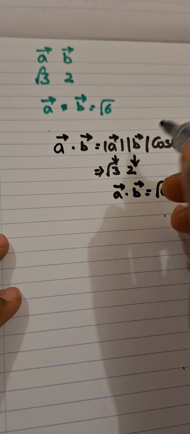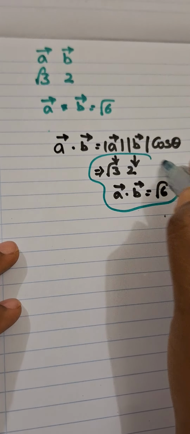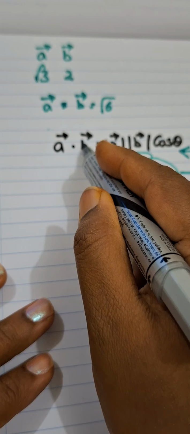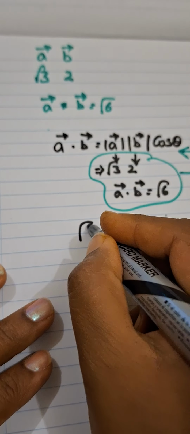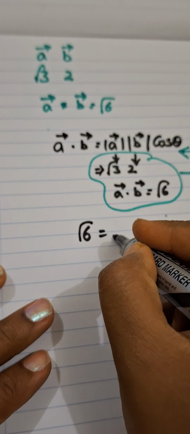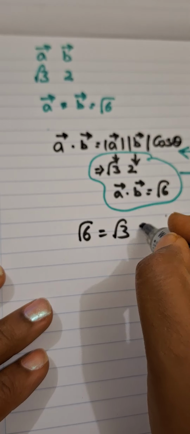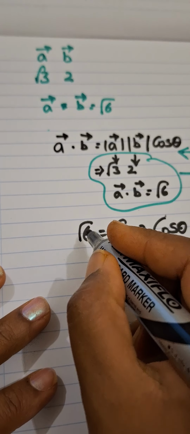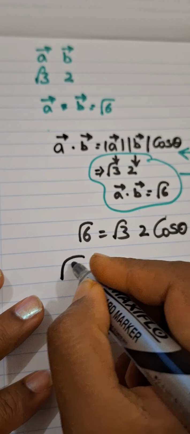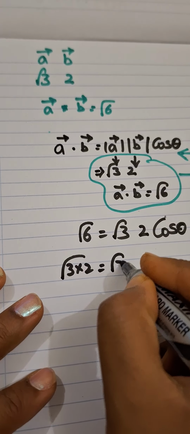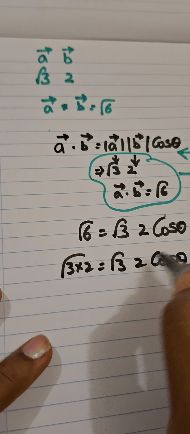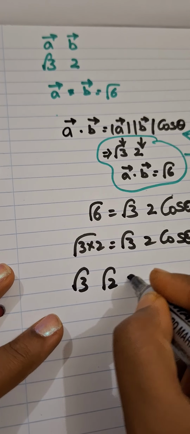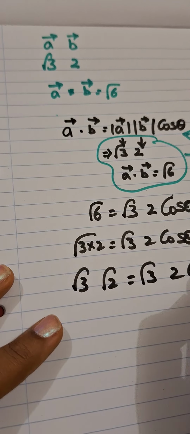Now let me substitute all these given data in this formula. What will happen? What is a bar dot b bar? It is root 6. What is magnitude of A? It is root 3. What is magnitude of B? It is 2. What is cos theta? We don't know. So finally I can write root 6 as root 3 multiplied by 2 cos theta. So I can say root 3 root 2 is equal to root 3 times 2 cos theta.